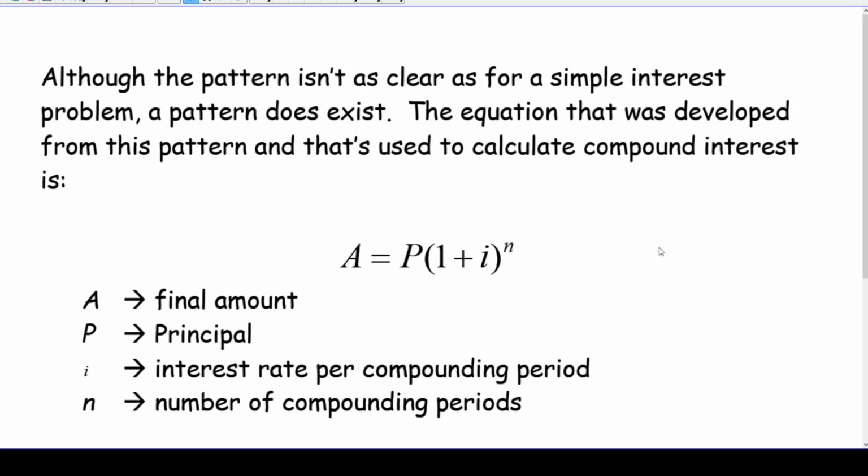So even though the pattern isn't as clear as for a simple interest problem, the pattern still exists, and that is the first ratios that I showed you. And I'm actually going to show you exactly how this formula was developed in a couple of minutes. But this is the formula here for a compound interest question. And I really firmly believe that everybody should be memorizing that formula. It is the basic idea of how you're going to invest money for your own retirement.